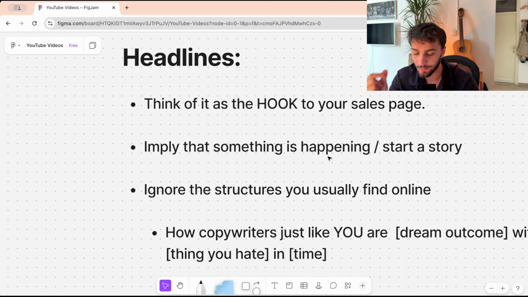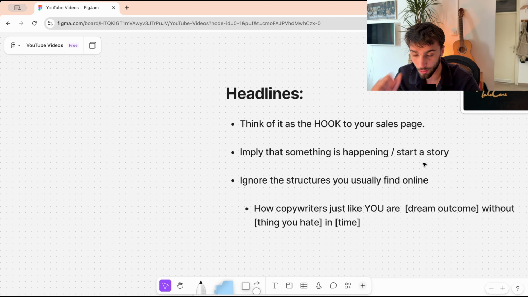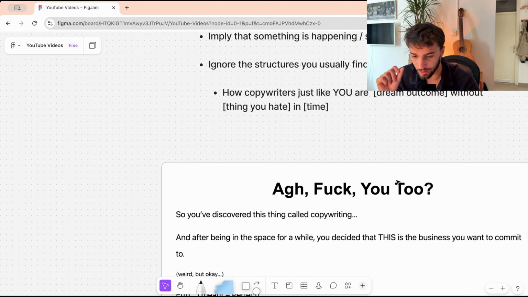If you can imply that something is happening, or you start a story that makes people really want to read the next line. And what do hooks do? They make you read the next line. Hope you understand it. Now, let me give you a few examples.